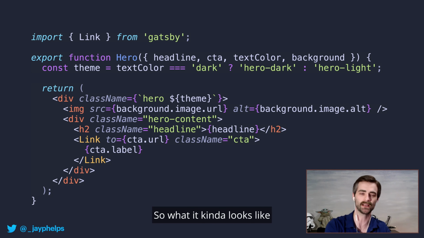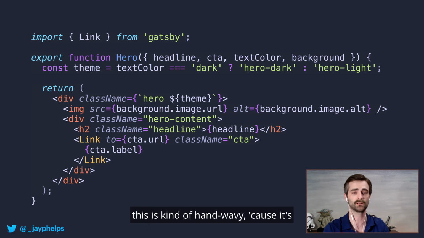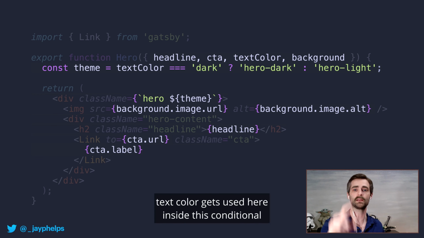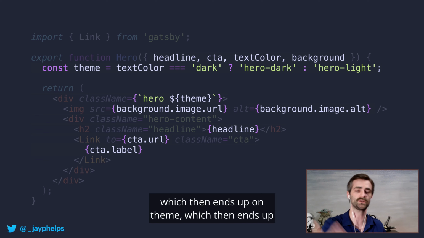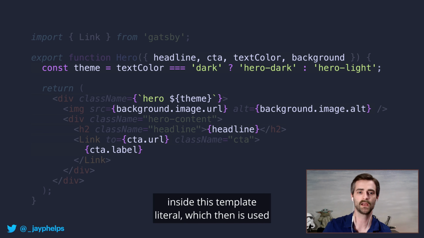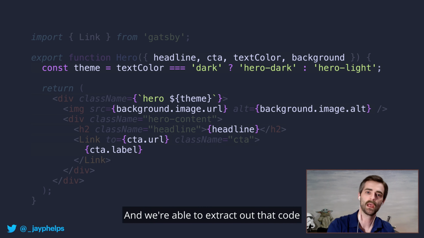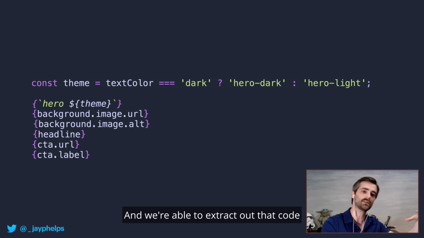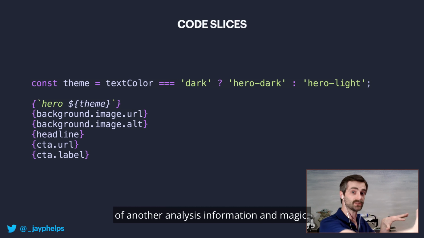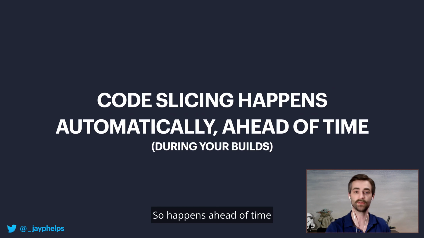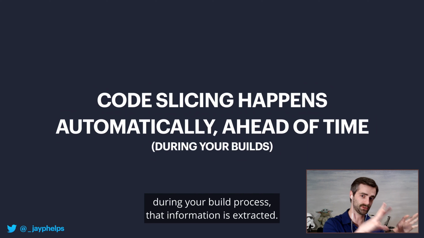So what it kind of looks like, this is kind of hand wavy because it's a lot of code and stuff. But we go through your code and we see that, okay, text color gets used here inside this conditional, which then ends up on theme, which then ends up inside this template literal, which then is used as the class name for this particular div on the page, right? And we're able to extract out that code and include a bunch of other analysis information and magic, and then we could automate this completely. So that happens ahead of time. During your build process, that information is extracted.